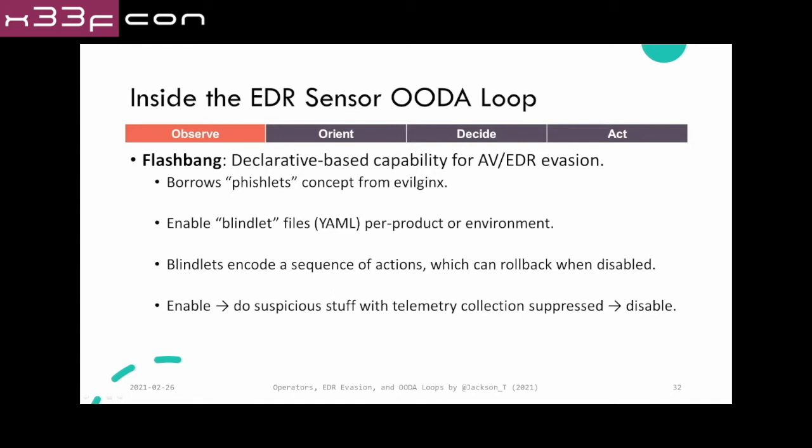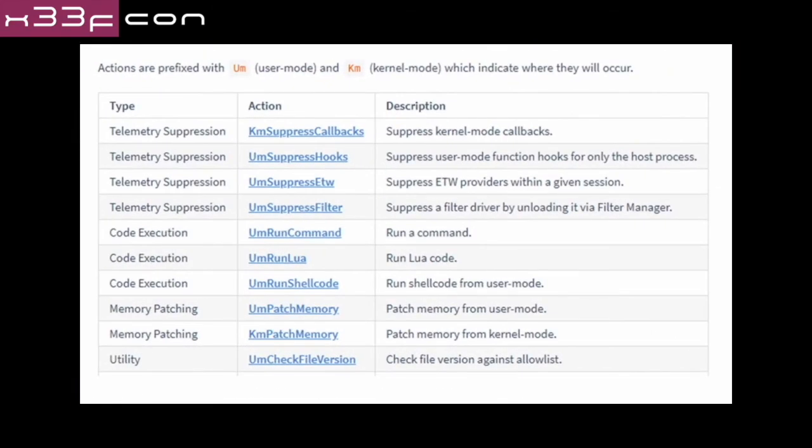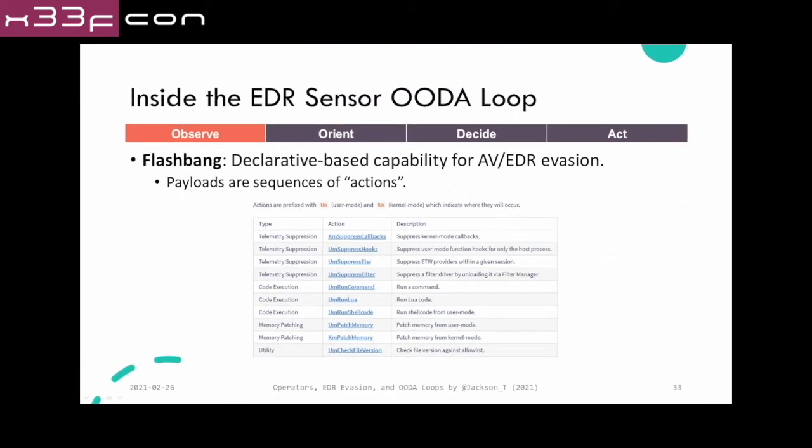Once a blindlet is enabled, you can start doing suspicious stuff with the telemetry collection suppressed, and then you can disable it, which will roll back the changes. You can see a few of these actions here, like suppressing telemetry or doing memory patching, and some utility functions as well. And this embraces the model that there isn't a universal or silver bullet solution, but instead there's a toolbox and this idea of creating templates to adapt to different products or situations.